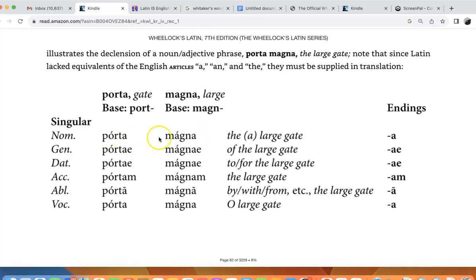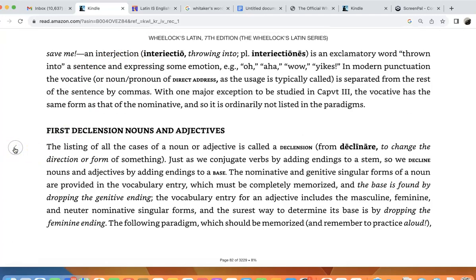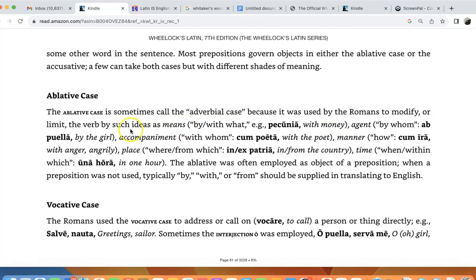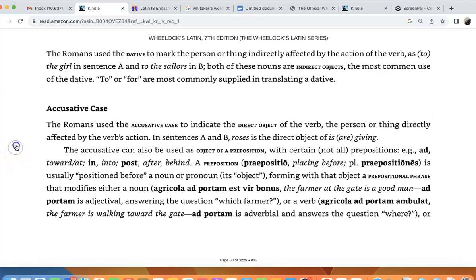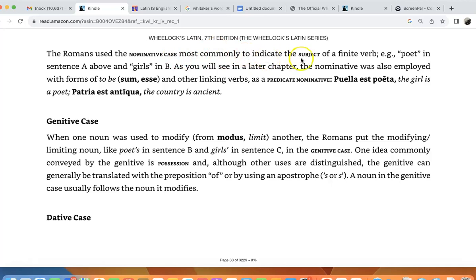So here we have the nominative, because the nominative is the subject. And again, if you go back and reread, if we were in the classroom, we would have done this as a class. But you'll have to do this on your own, just given this format. The nominative case is the subject case. So the Romans use the nominative case most commonly to indicate the subject of a finite verb. So definitely read through that, because I will be referencing this throughout.